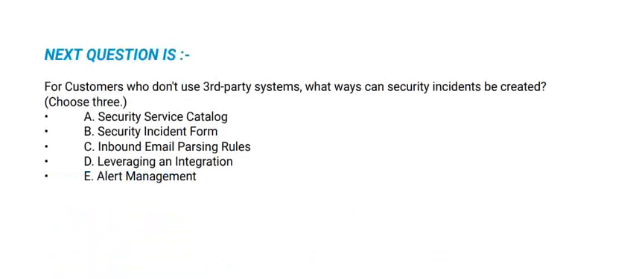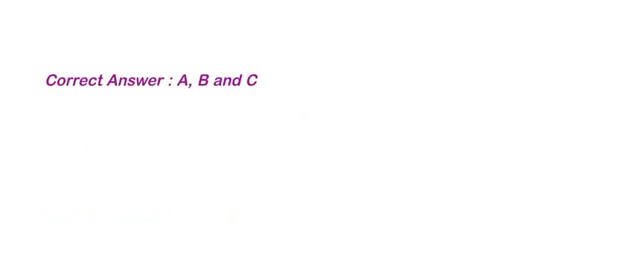Next question is, for customers who don't use third-party systems, what ways can security incidents be created? Choose three options. And the options are: Option A, security service catalog. Option B, security incident form. Option C, inbound email parsing rules. Option D, leveraging an integration. And option E, alert management. The correct option is option A, B, and C.